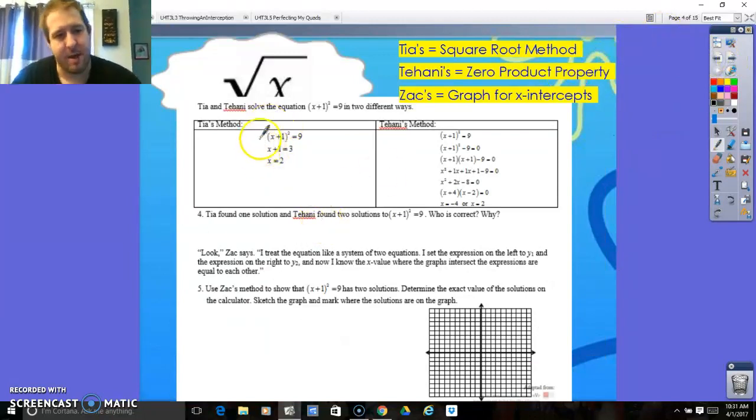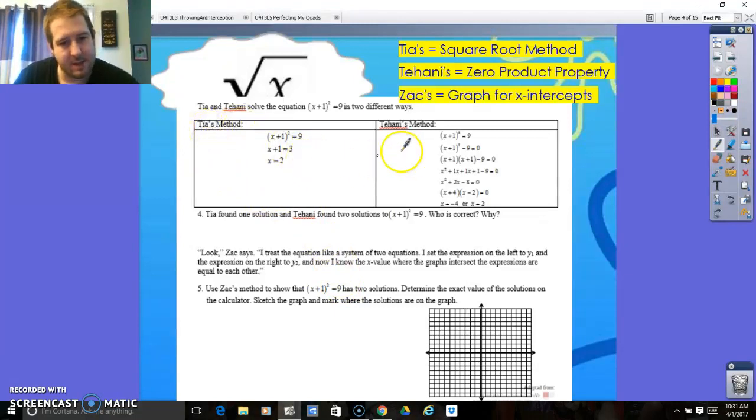Now, in this lesson, they have 3 characters, Tia, Tahani, and Zach. And each person likes to do it a different method. Tia likes to do the square root method, which is what I just showed you a second ago. Tahani likes to do the zero product property, as you can see down here. He likes to turn it into factored form and then set each factor equal to 0. And then Zach likes to graph it and look to find what the x-intercepts are. Or, in this case, if it's not set equal to 0, we'll find out when it has a height of 9. So that would be the graphing method.